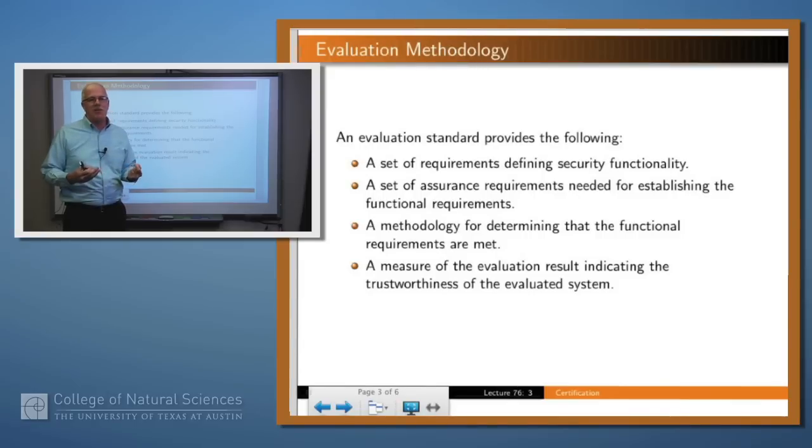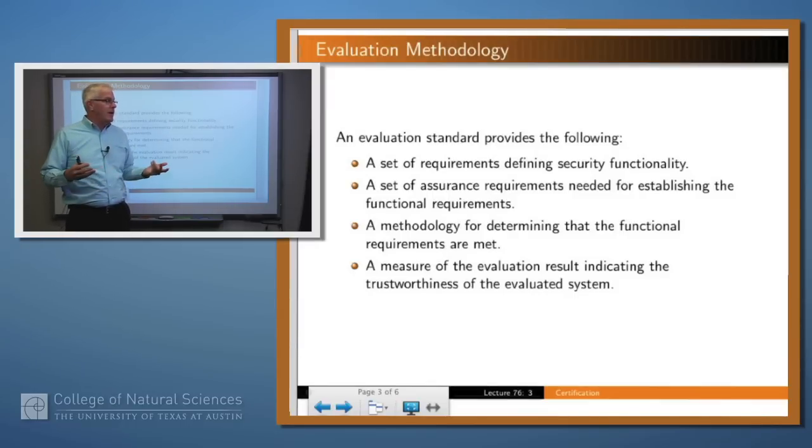The government has gotten into this business and they've come up with what's called a set of criteria, in particular what's called the common criteria, to do this sort of evaluation. What do you want from an evaluation? Well, you want to know how to evaluate various systems. That is a set of requirements, security functionality, that you would like a system to have in various contexts. So understand that the requirements for an operating system may be quite different than the requirements for a crypto box or for a firewall. And so you have to work out all those issues.